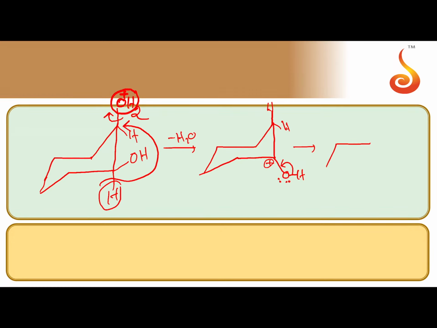H comes out in the form of H plus. So H plus which is involved in the first step is released in the last step. That's why H plus is considered a catalyst. This is pinacol-pinacolone rearrangement in the presence of an acid catalyst. This is nothing but cyclohexanone.